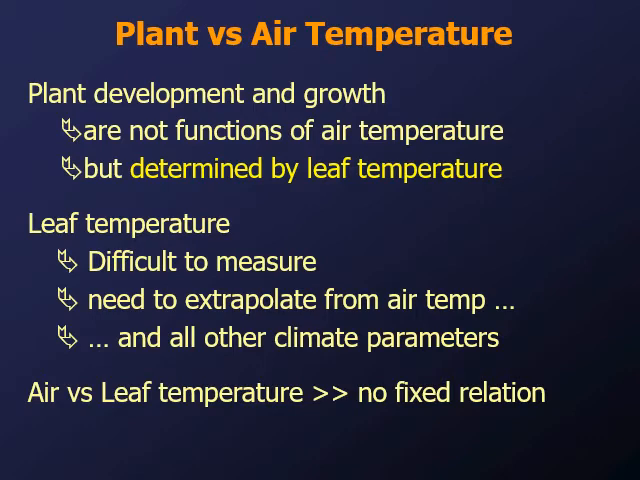But leaf temperature is difficult to measure, so we need to sort of extrapolate. So if the air temperature is, say, 25 degrees Celsius, what temperature is the leaf? But that is not straightforward because there's all sorts of other climatic factors that impact that, like humidity, airflow, shading.